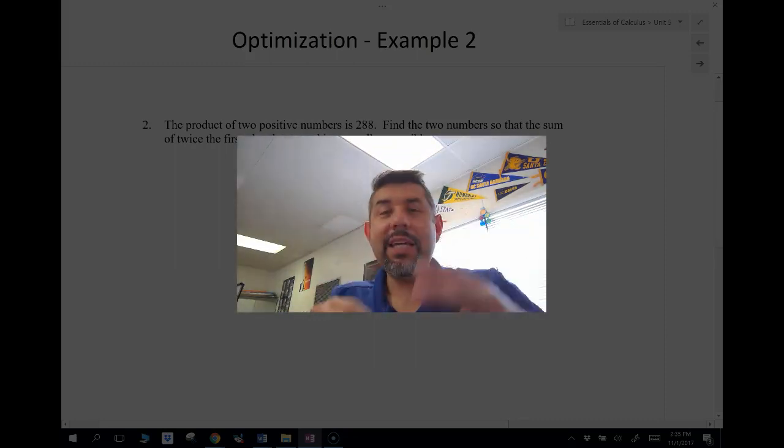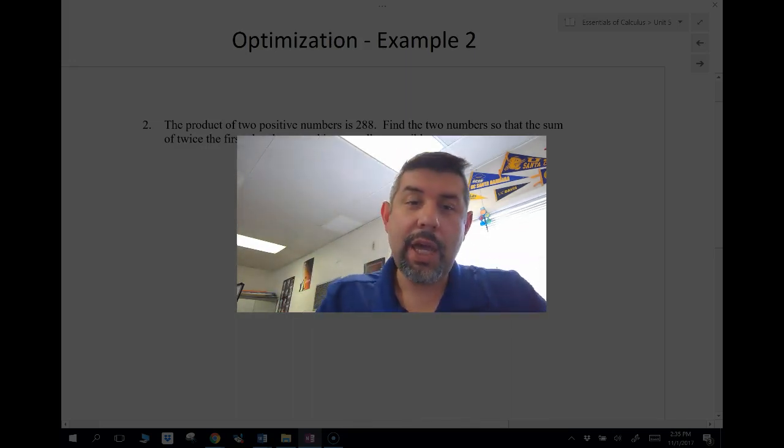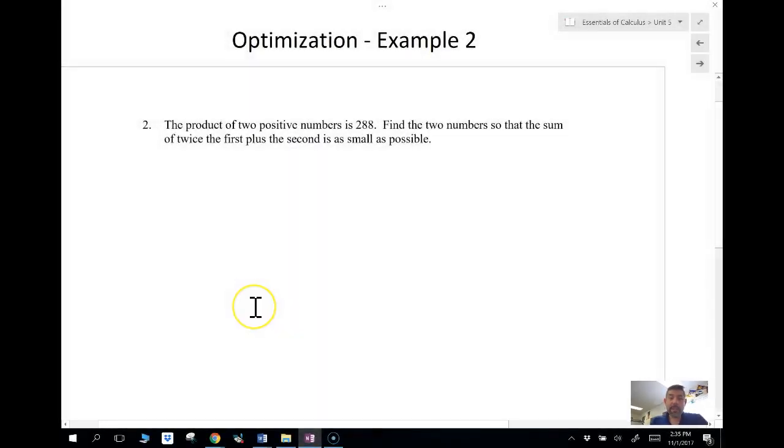This is the second example for optimization for Calculus AB, number 2. So let's take a look at it and see what we can do. I want to remind you of the steps in the procedure for these.